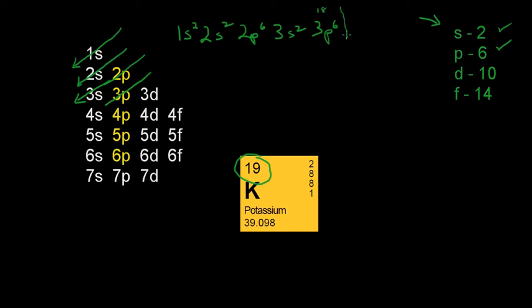We're all the way up to 18 right now. So we just need one more. So we're at 4s. It can hold 2, but we only need 1. So this would be the electron configuration for potassium.